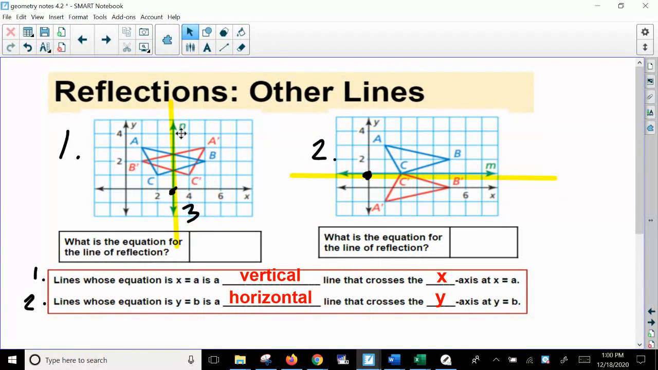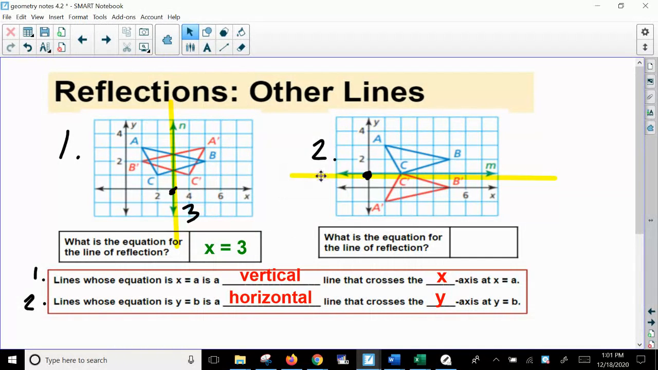Other lines on the graph. So for this first example, you don't always reflect over the x and y axis or the slanted lines y equals x or y equals negative x. You can have other lines on the graph. For number 1, this vertical line is crossing the x-axis at positive 3. Every point on the vertical line has an x value that's 3. This point is (3, 0). Then you've got (3, 1), (3, 2), (3, 3), (3, negative 1), etc. So the equation for that vertical line is x equals 3.